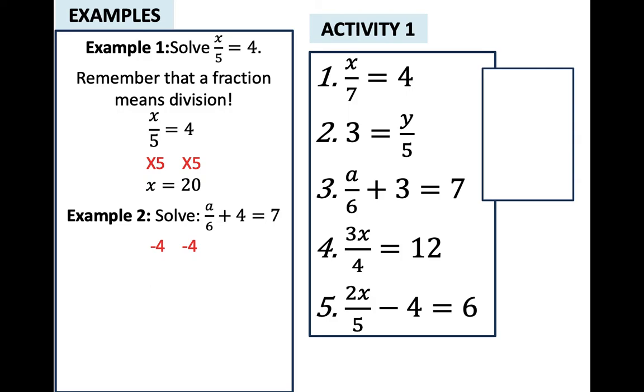So we're going to get a over 6 equals 3. This is because 7 minus 4 is 3 and 4 minus 4 is 0. So that's why we've only got one term, one thing on the left hand side, and like before we want to get rid of the 6 as the denominator. So what we're going to do here is times both sides by 6, giving us a is equal to 18.